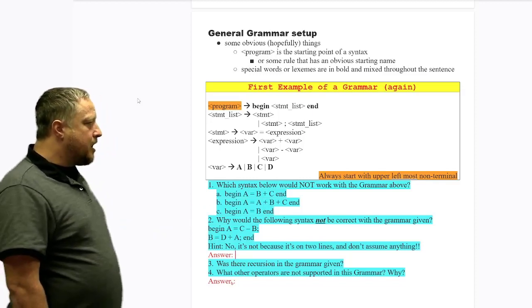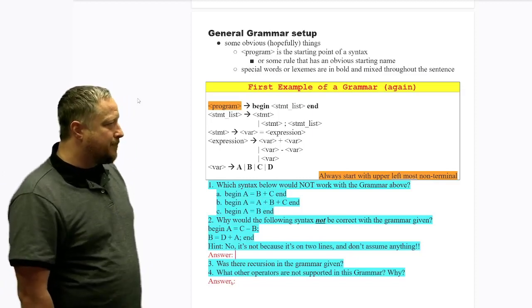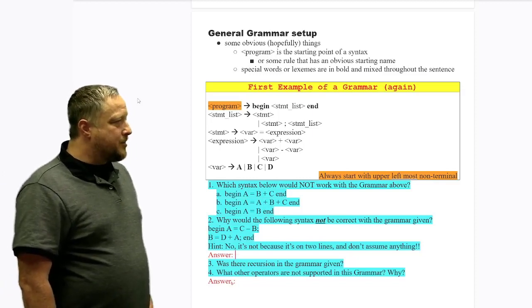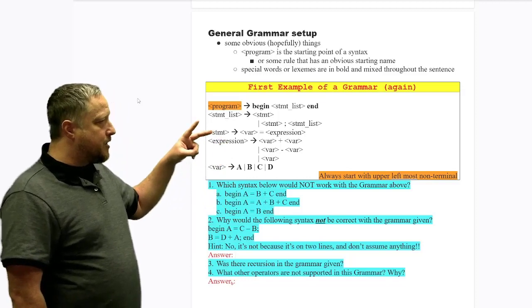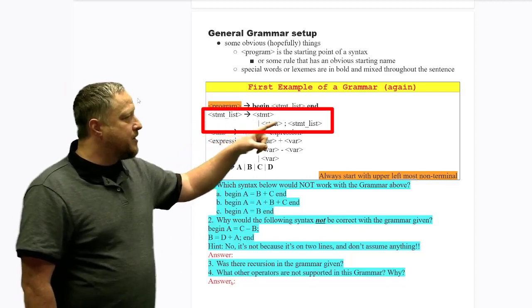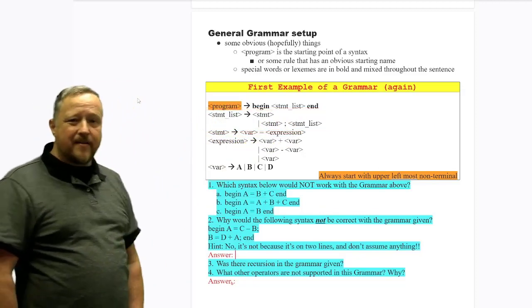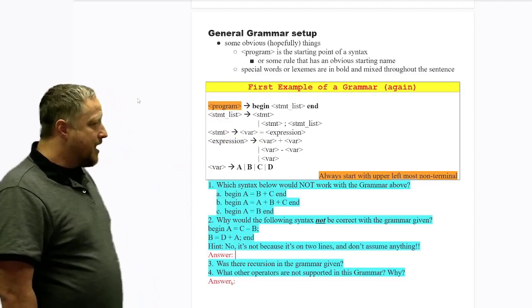So let's see here. Number three, was there any recursion in the grammar given? There really was, and there was just one, and that's in statement list. Statement list called statement, or it could call statement and then our statement list again. So there's our recursion that we could have had in this exercise.